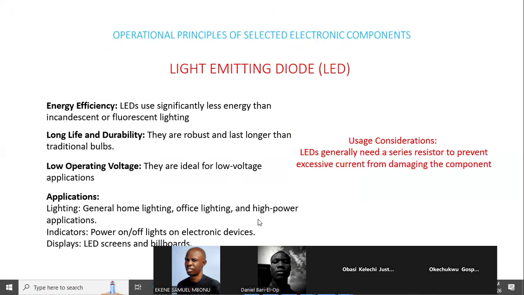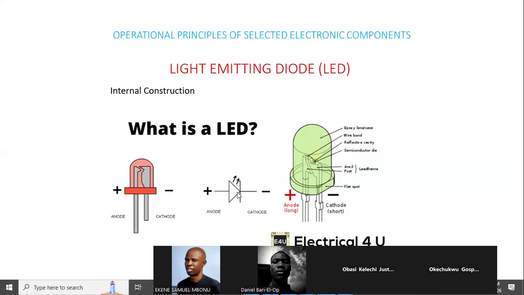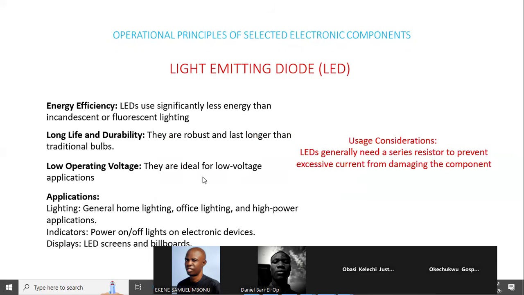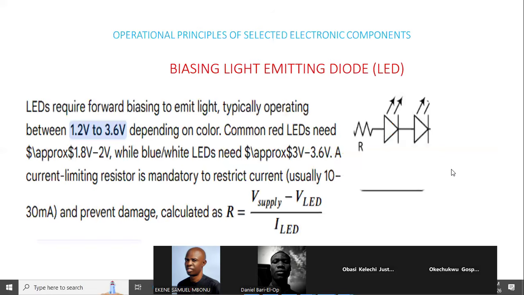The symbol of the light emitting diode is there. The two outgoing arrows show that it's emitting light. That's what differentiates it from an ordinary diode. And then this is the caution. I've already mentioned it. LEDs generally need a series resistor to prevent excessive current from damaging the component. When you bias, please pay attention to this point.